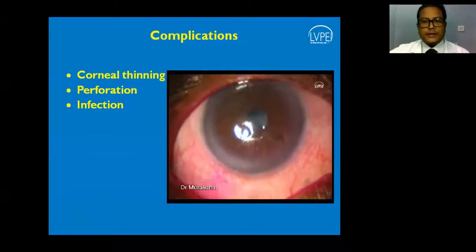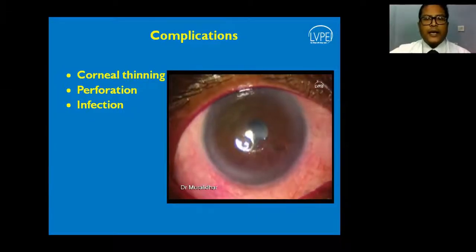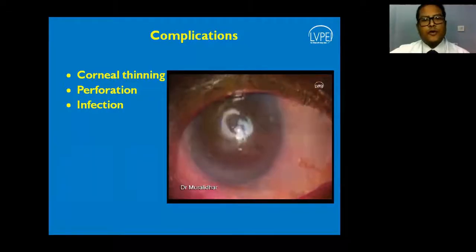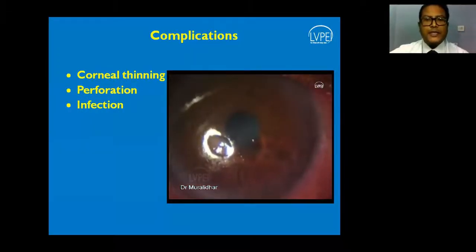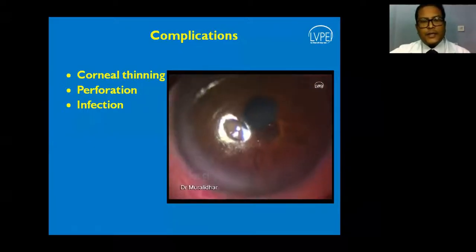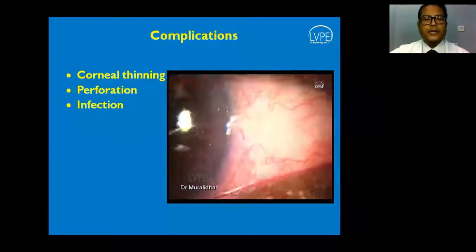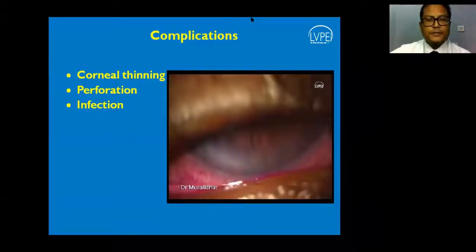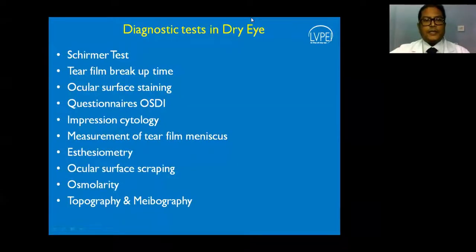So when the patient has a chronic dry eye, there may be sequelae such as areas of corneal thinning, there may be perforation, they may be secondarily infected. Treatment of these conditions is crucial and needs to be done as per the cause. So there are a battery of diagnostic tests that are available in dry eye. These could be Schirmer's, tear film breakup time, ocular surface staining, questionnaires, impression cytology, measurement of tear film meniscus, esthesiometry, ocular surface scraping, osmolarity, and meibography.